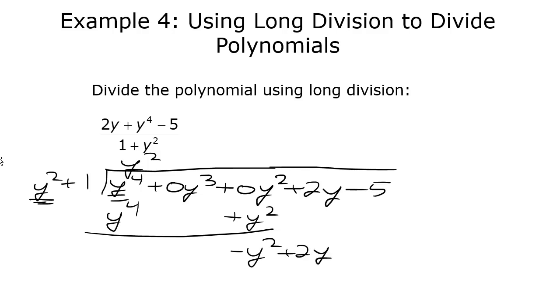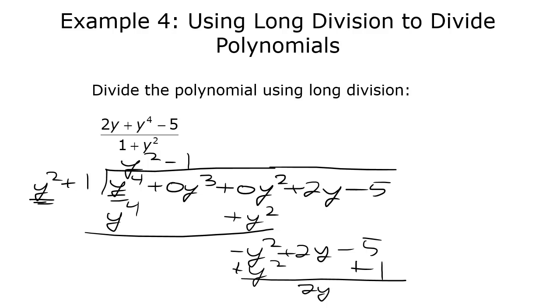Plus 2y. I'm not going to bring down a 0y cubed because I don't have any of those, so I'm not going to try and divide into that, right? So now I'm going to go y squared into negative y squared, which is just negative 1. Which gives me negative y squared minus 1, which doesn't work here. I've got to put it over here, bring this one down, change signs and add. These go away. 2y is still there. Negative 5 plus 1 is negative 4. And y squared cannot go into 2y, so we're done.